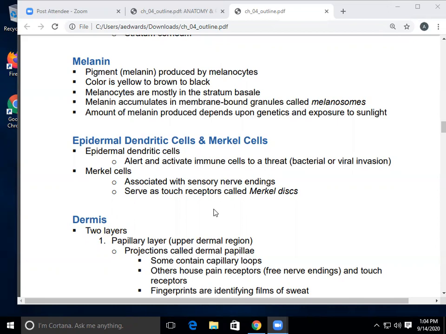The Merkel cells have to do with your sensory nerve endings. Their job is to be touch receptors in your skin, called the Merkel disc. So that's how your skin is sensitive to touch.